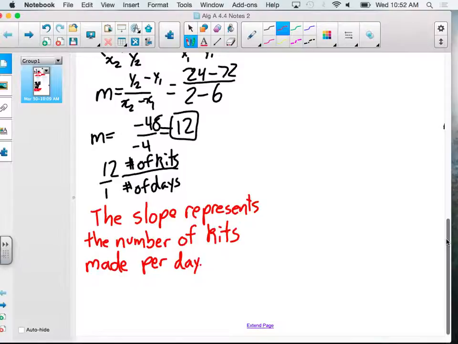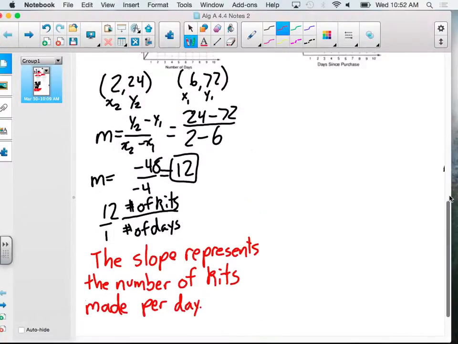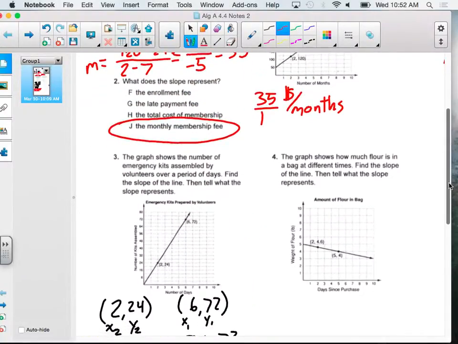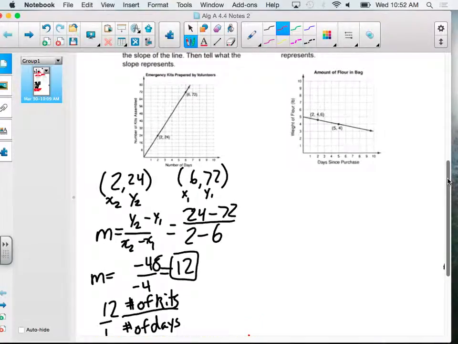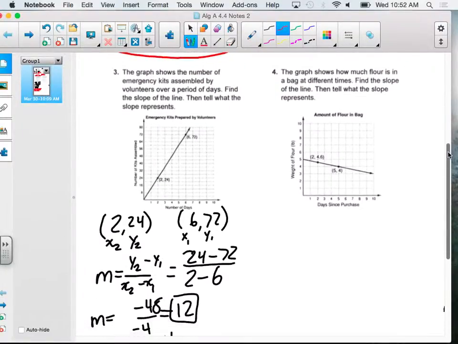All right, so the slope represents the number of kits made per day. 12 is the number of kits, 1 is the number of days. Looks good to me. All right, so now we can move on to number 4.